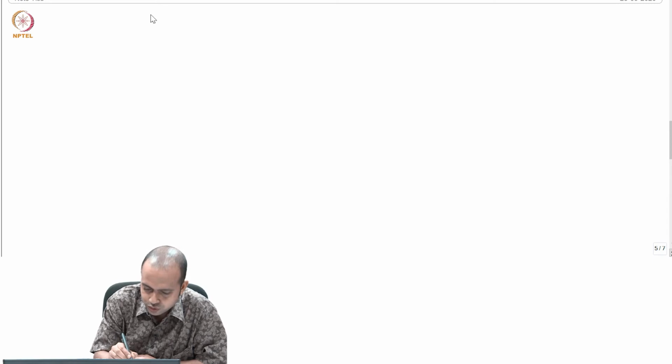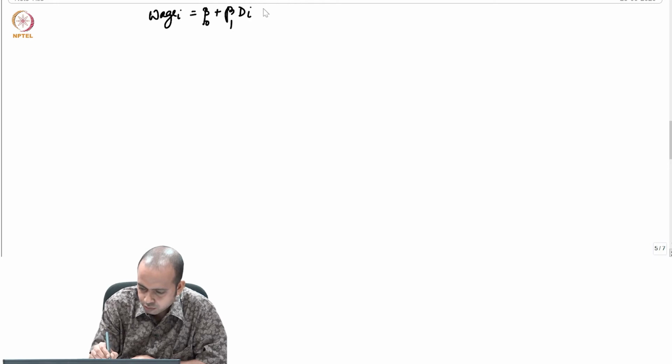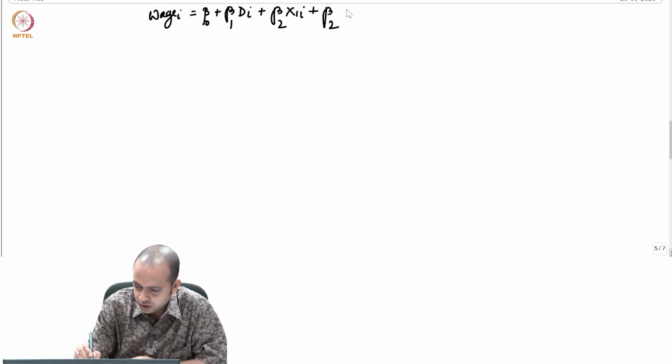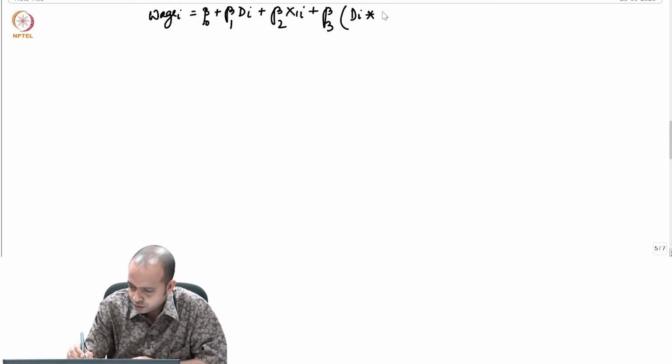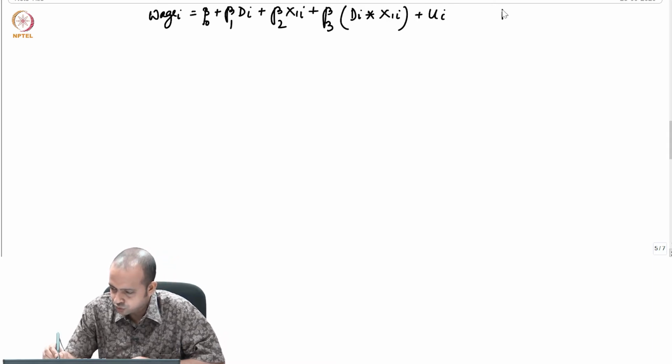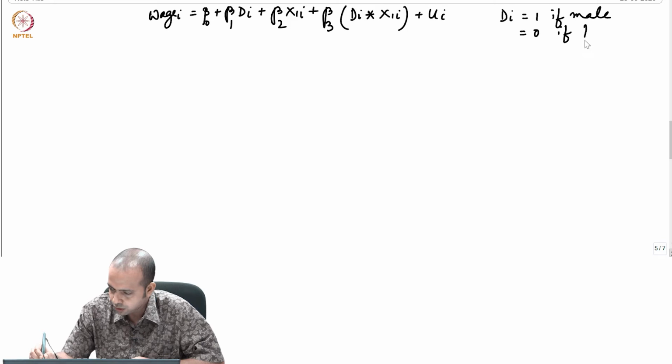Okay. So, your model is now wage equals to beta 0 plus beta 1 d_i plus beta 2 x1_i plus beta 3 d_i interacting with x1_i plus u_i, and d_i equals to 1 if male, 0 if female.